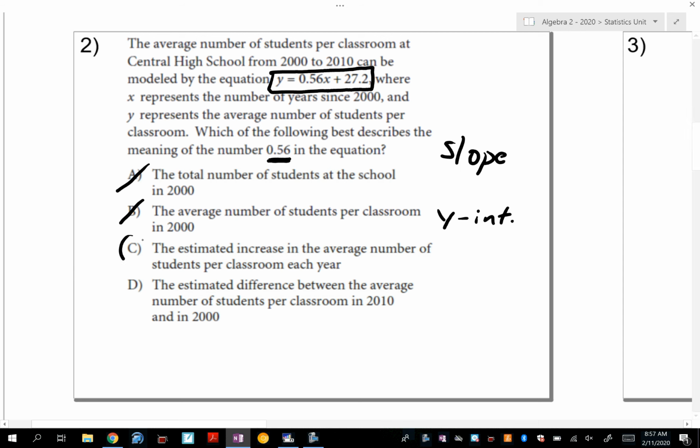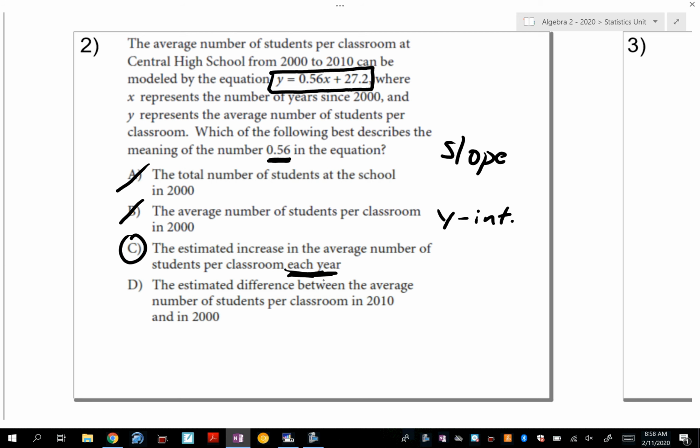So this is it, because we're saying that we increase each year. For each year, the slope is the increase in the average number of students per classroom. It's actually written in a different order than I've taught you to write it, but ultimately all the pieces are there for C. And let's just look at D.